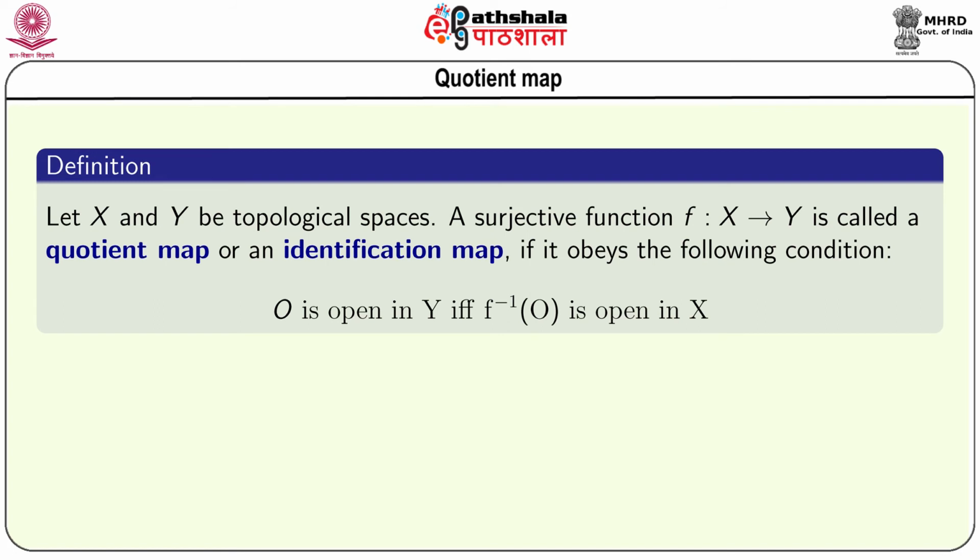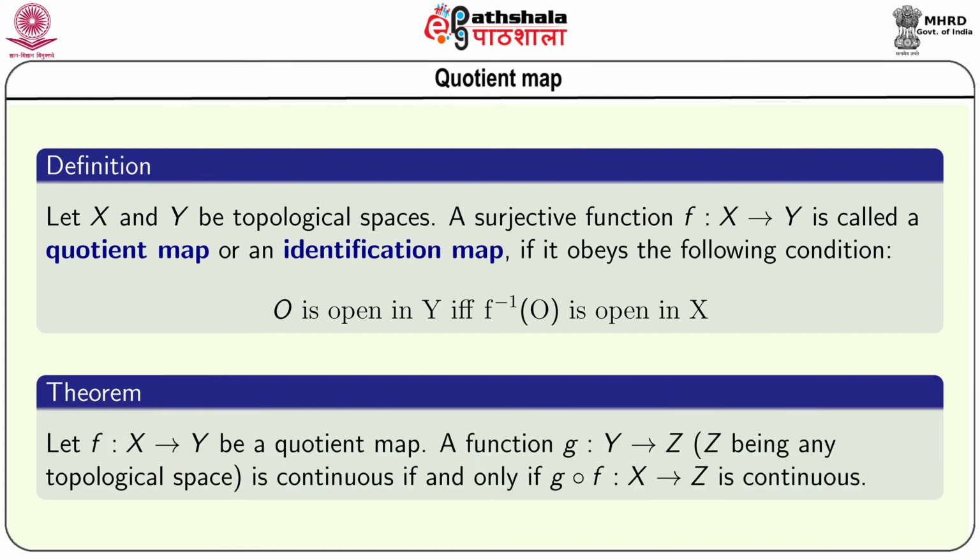Now, we define a quotient map. Suppose X and Y are two topological spaces. A surjective function f from X to Y is said to be a quotient map or an identification map if it has the property that it pulls back precisely the open sets of Y to open sets of X. That means f is a quotient map when O is open in Y if and only if f inverse O is open in X. This condition is satisfied.